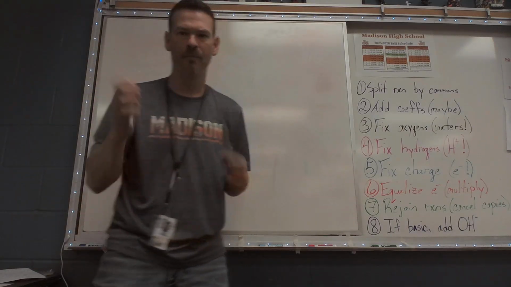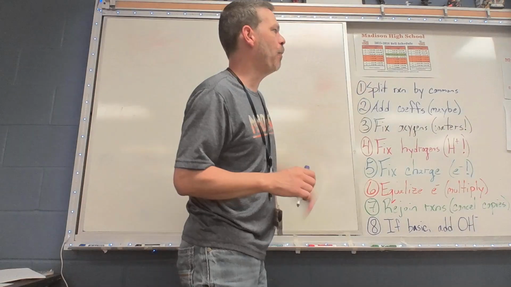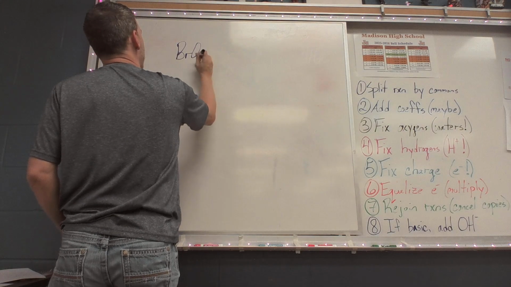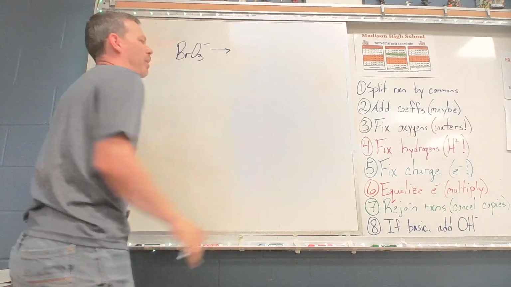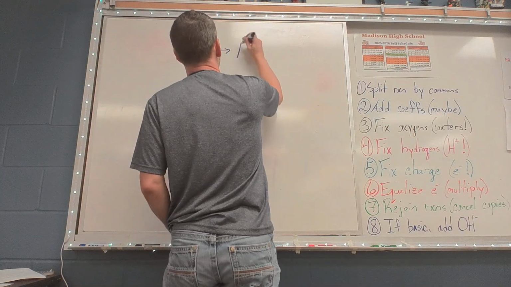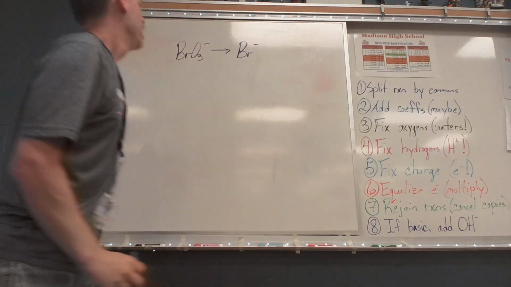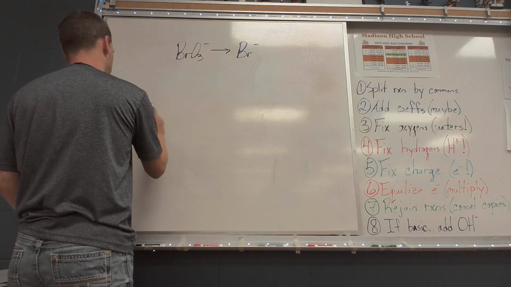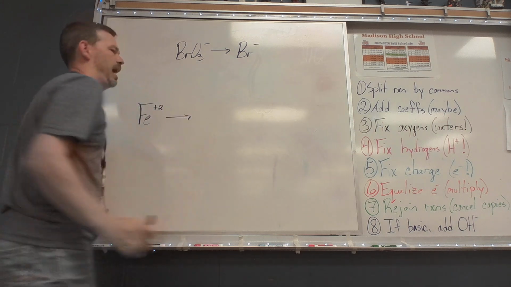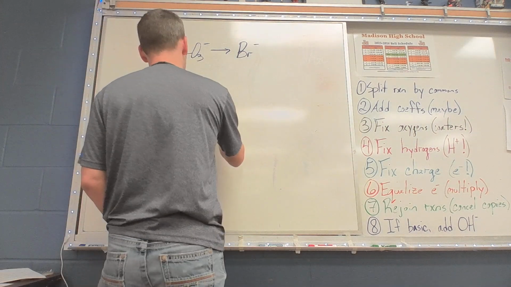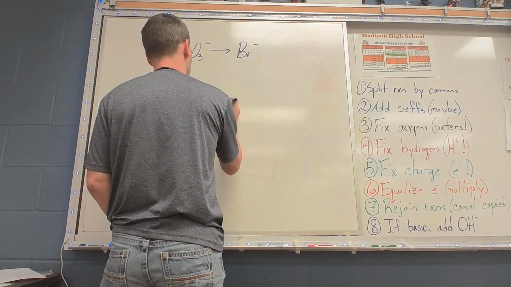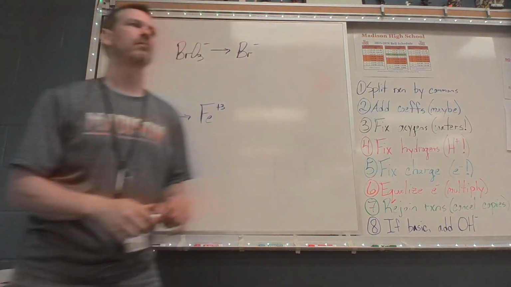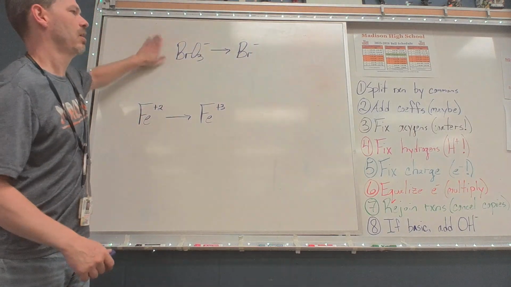So here we go. New example. Step 1, split the reaction. So I see BrO3 minus. Which product does it have the most in common with? Yep, Br negative. Very obviously. The other half reaction is going to start with Fe plus 2. And it clearly has stuff in common with Fe plus 3. Are you all right so far? All right. Let's just do the top first.